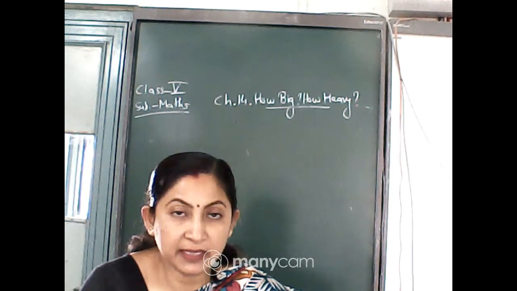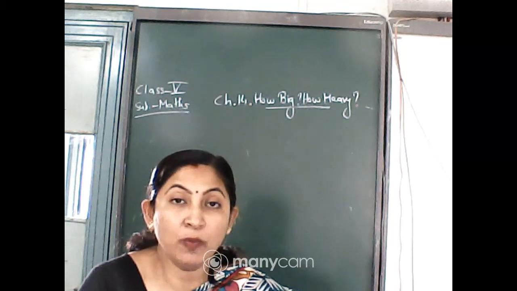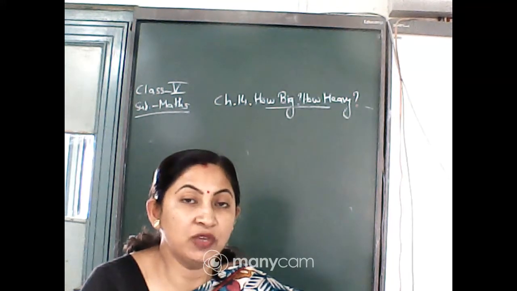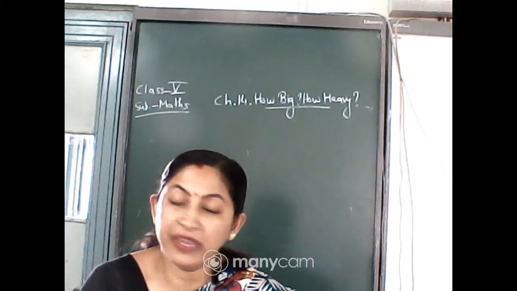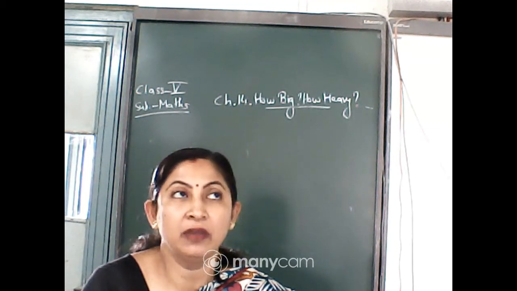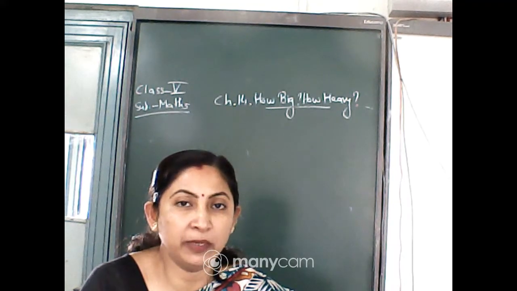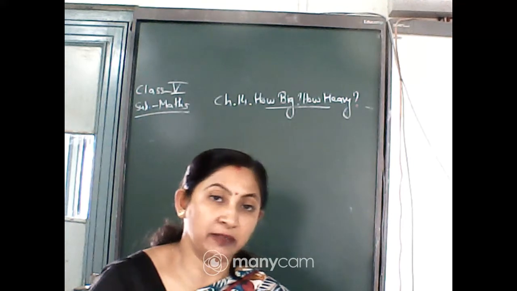In yesterday's class we have already completed chapter number 13, ways to multiply and divide. It was regarding multiplication and division, isn't it? It was very easy multiplication and division. Even you have learned the one digit multiplication, two digit multiplication, isn't it? So I think there will be no problem in chapter number 13.